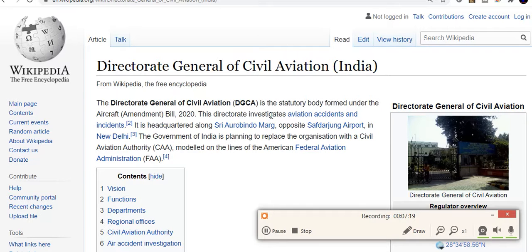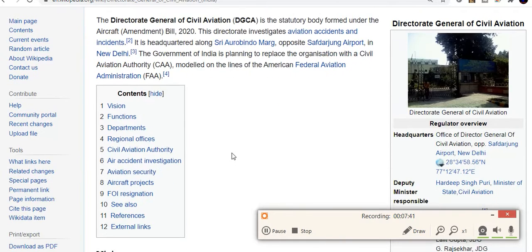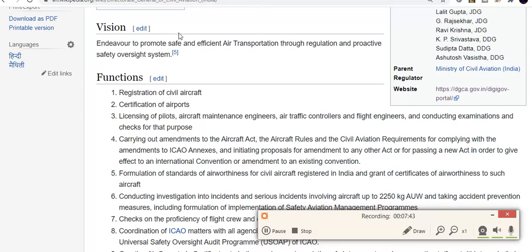The Directorate investigates aviation accidents and incidents. So whenever there is an aviation incident, this particular body will do the work. Apart from that, you will find the headquarters in this particular place. And the Government of India is planning to replace it with an Organization of Civil Aviation Authority, modeled on the lines of the American Federal Aviation Administration. Here the vision is that it endeavors to promote safe and efficient air transportation through regulation and a proactive safety oversight system. So this is proactive in nature.